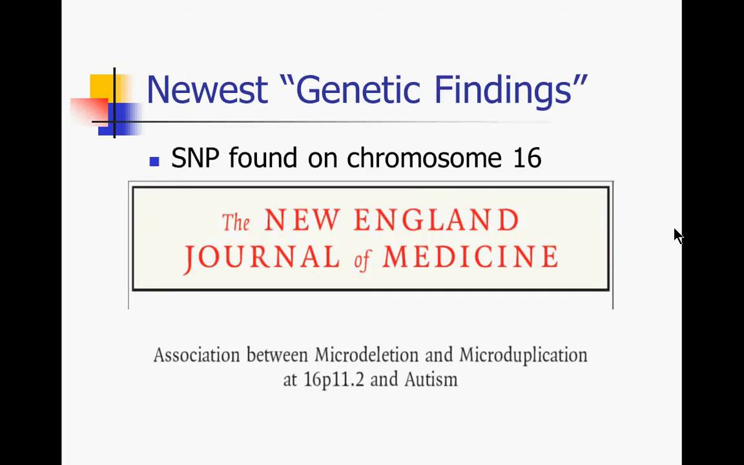So the newest SNP that they're finding is on chromosome 16. This is published in the New England Journal of Medicine. Its association with a microdeletion and microduplication at chromosome 6, arm 11, region 2. And this was very big. Again, it came out and the news said, we found the autism gene. We know what's wrong. We know what's going on. And it ran through the whole news, and everybody thought it was the greatest and biggest thing until we actually started to look at it.